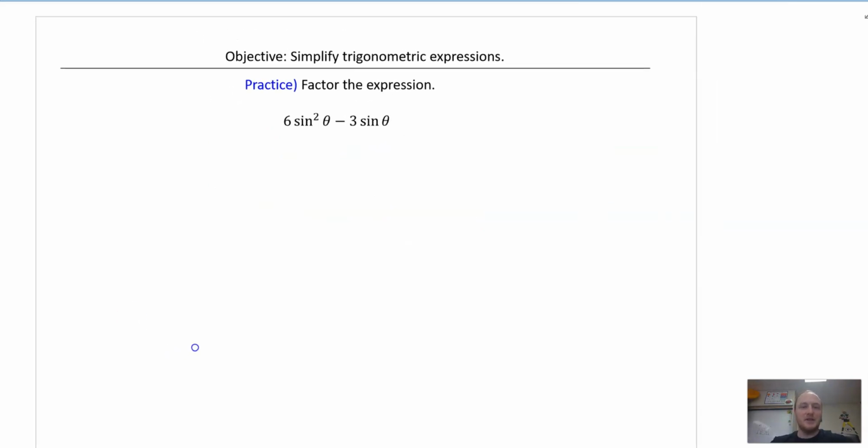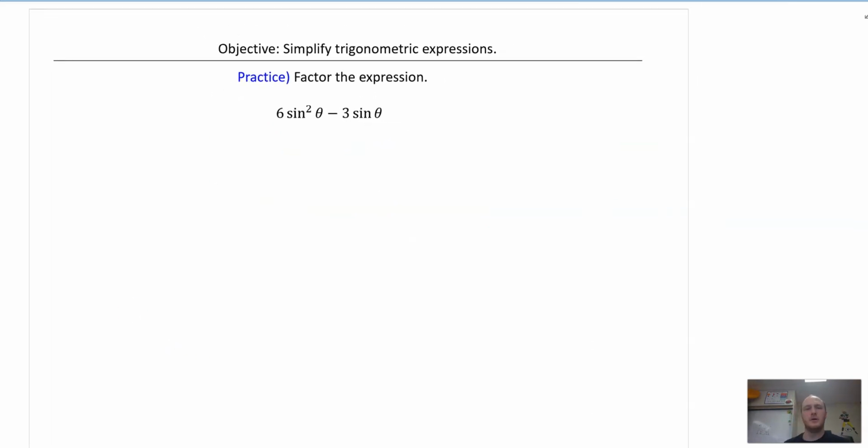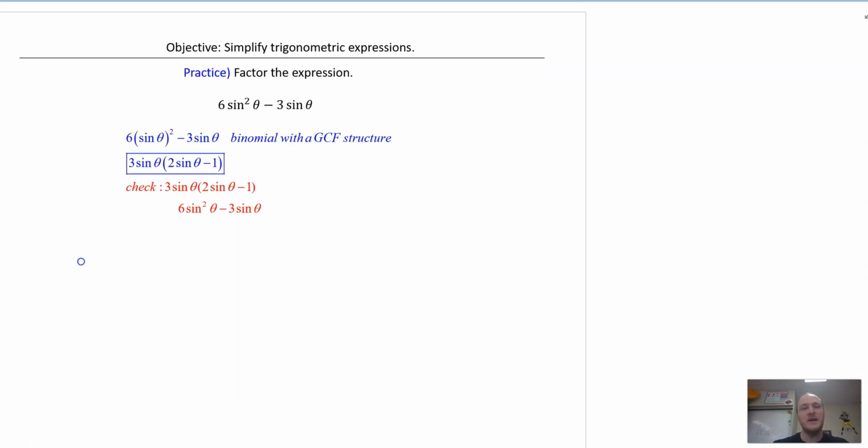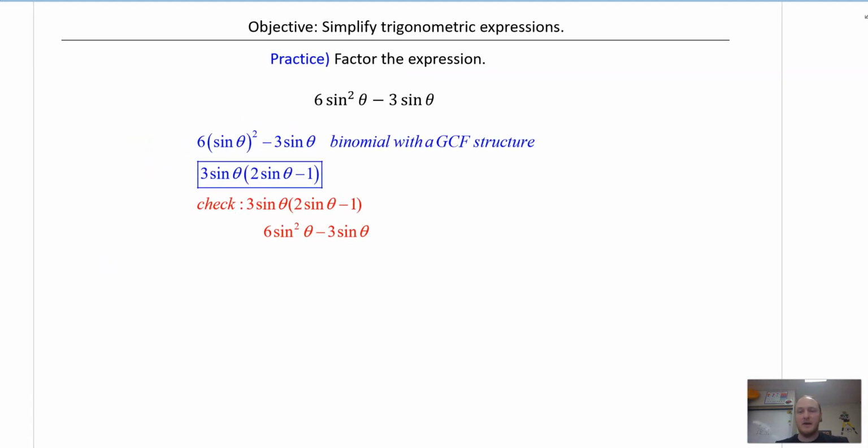All right, and then last but not least, here is another one. Hopefully you paused this and tried it. This one involves a GCF. They both have a factor of 3 and a sine theta, so you can factor that out, and hey, there you go. So that's factoring.